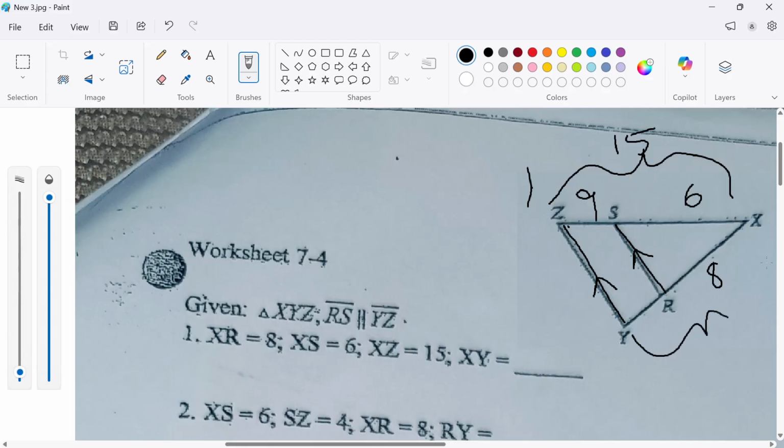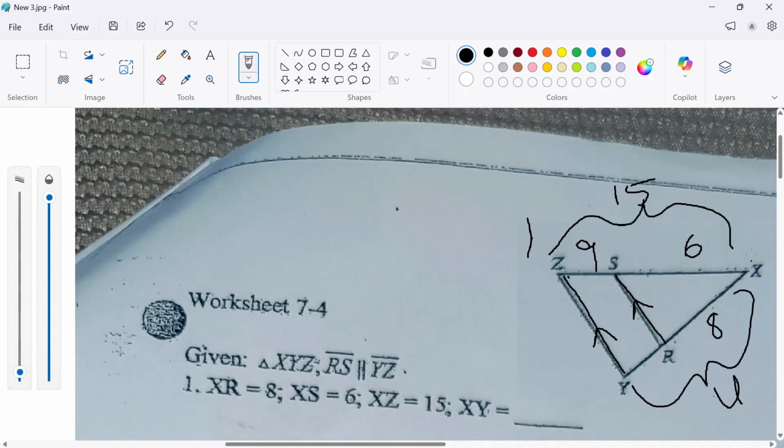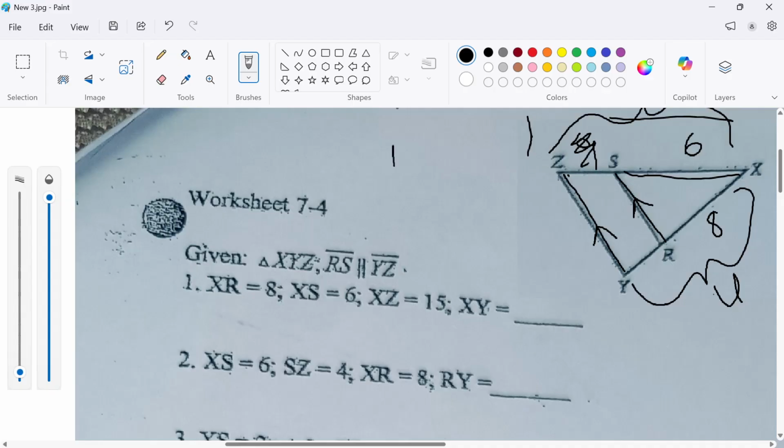What's XY? Well, I guess I have to use the big thing. So I'll call, oh wait, I don't want XY. I'll give it a different letter. I'll call that letter U for unknown. And I really didn't need that 9. So the part to the whole equals the part to the whole. So I'm going to do part to the whole on top, part to the whole on bottom.